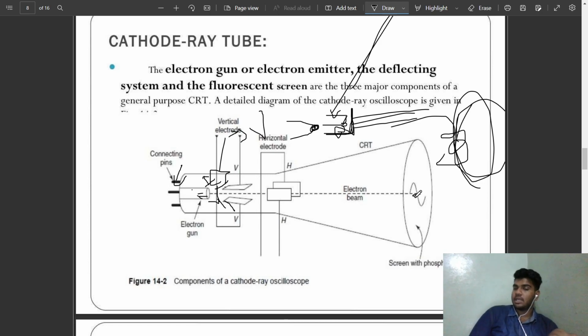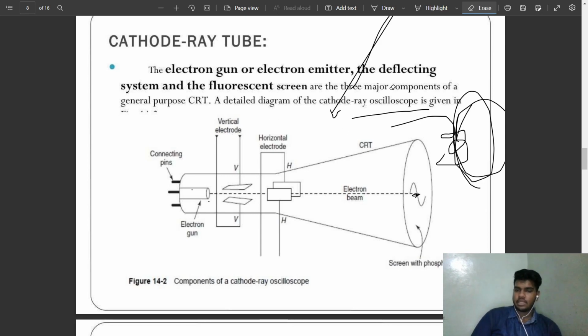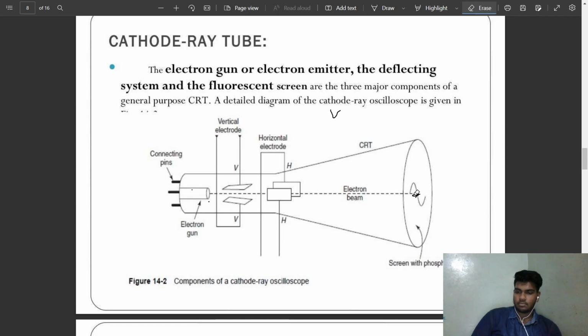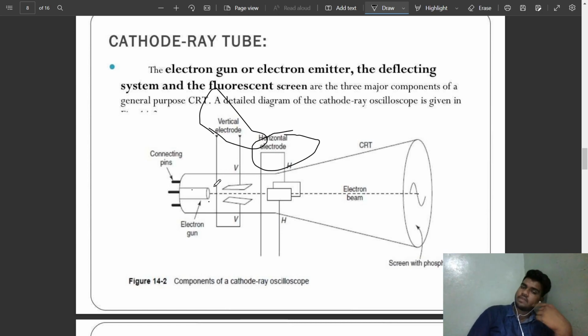So always keep in mind we haven't given the input signal yet. That's why it will be a single point. Here there is no input, so don't go deep into the diagram. Let me clear the screen. Now, how are the inputs given? By the vertical electrode and the horizontal electrode. Based on this, we are able to give the signal. Exactly how? Let us get into it.